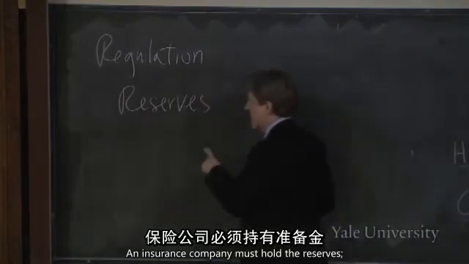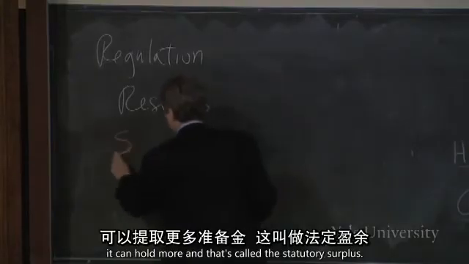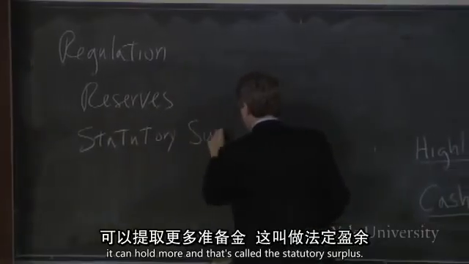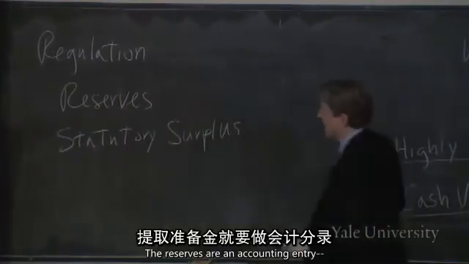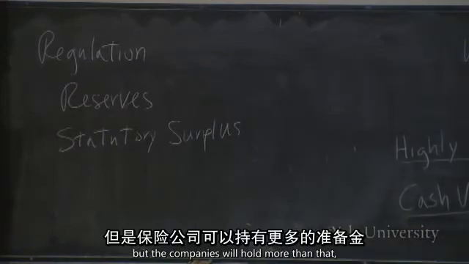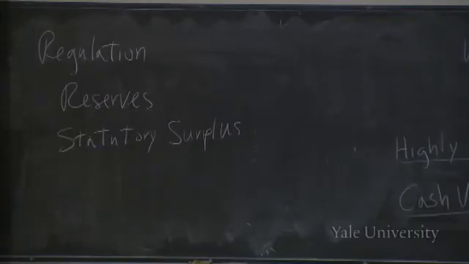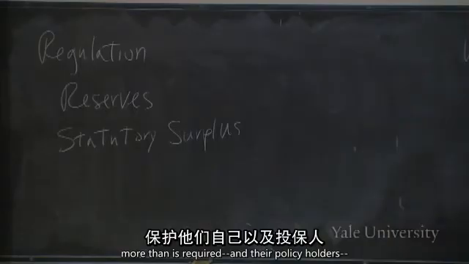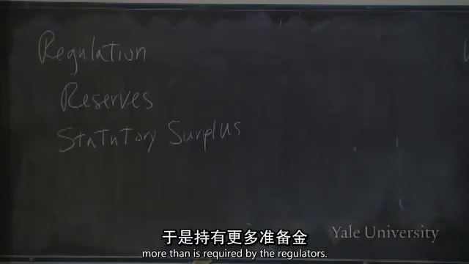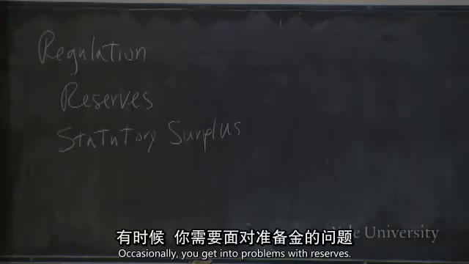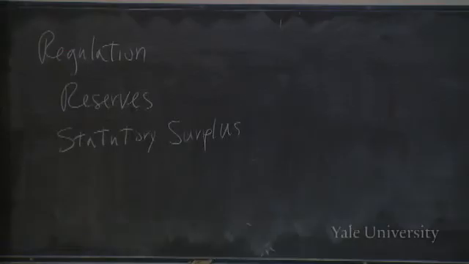So an insurance company must hold the reserves. It can hold more, and that's called a statutory surplus. The reserves are an accounting entry. It's how much they are required to hold, but the companies will typically hold more than that, in order to protect themselves and their policyholders more than is required by the regulators. So occasionally you get into problems with reserves.